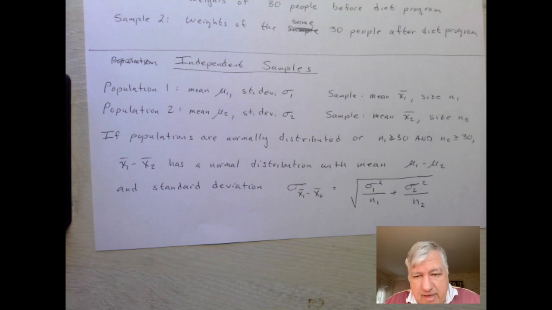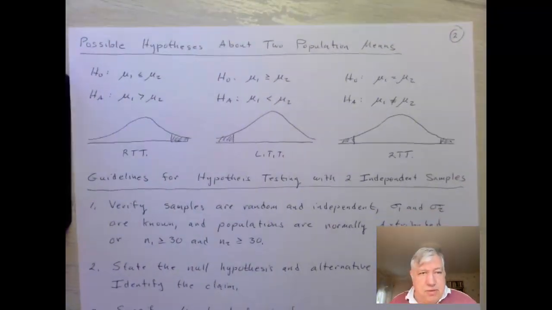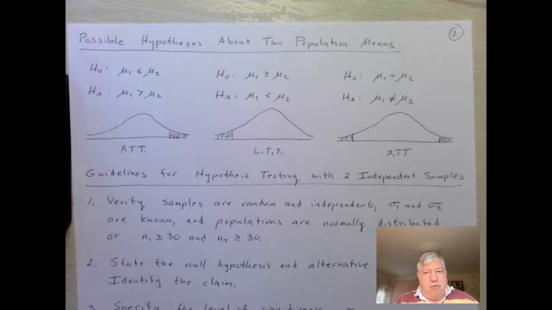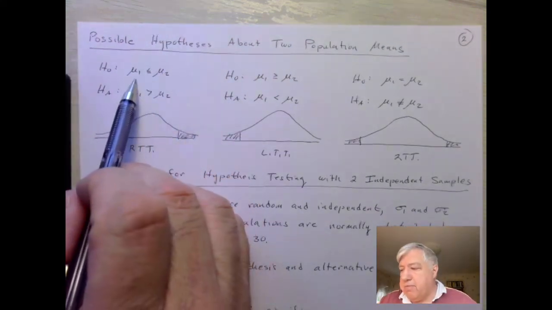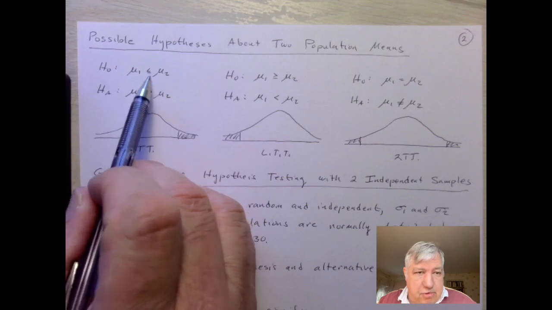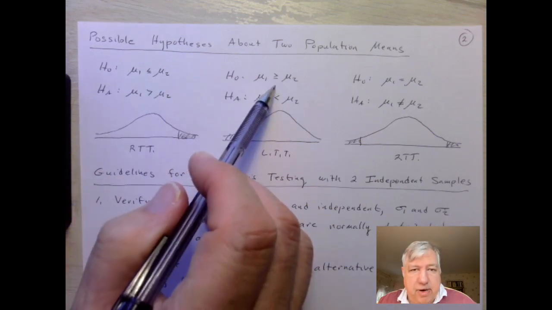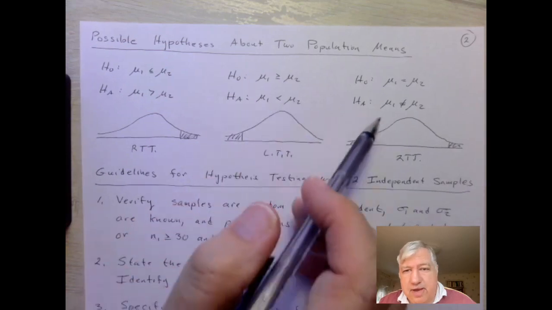If you want to see the proof of that, I'd suggest you take a higher level statistics class. In terms of hypothesis testing, what can we do with this? For this lesson, the claims that you'll be evaluating or testing will be one of these 6 forms. It would be a statement about mu1 and mu2, and you're just comparing them. A claim will either say mu1 is less than or equal to mu2, or greater than or equal to, or strictly less than, or strictly greater than, or equal, or not equal.